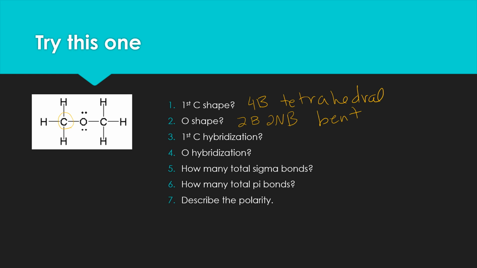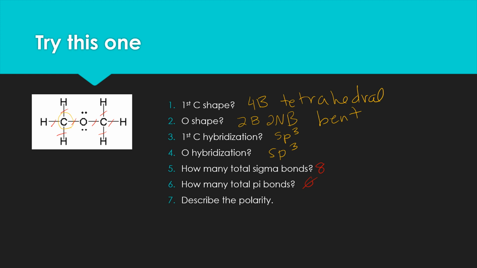Our first carbon's hybridization. So again, 4 bonding domains. 4 domains makes us sp3 hybridized. Our oxygen has 2 bonding, 2 non-bonding, so that's 4 domains, also sp3 hybridized. All right, our next one, how many total sigma bonds? So let's count up those single bonds. 1, 2, 3, 4, 5, 6, 7, 8 sigma bonds. There's no doubles or triples, so we don't have any pi bonds.